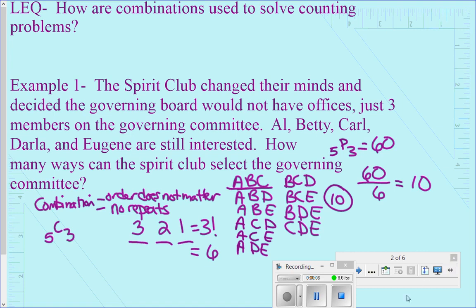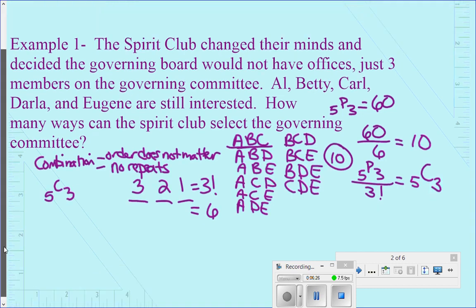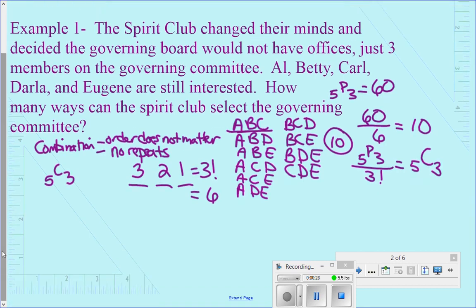Okay, and that works not only with these specific numbers or with this specific problem. We did 5P3 and we divided it by 3 factorial, and that gave us 5C3. So in general, nPr divided by r factorial is going to be equal to nCr. So that's what you want to know.